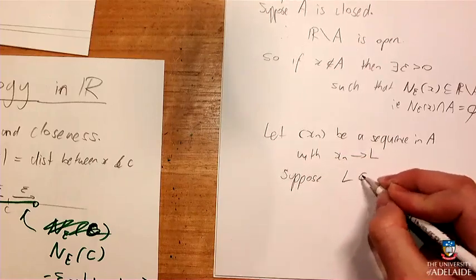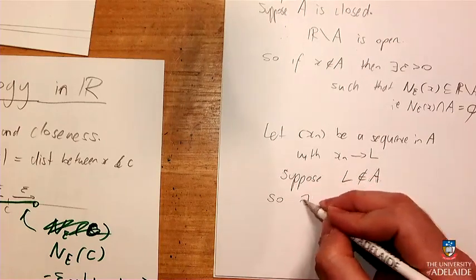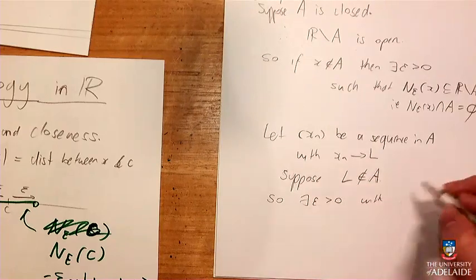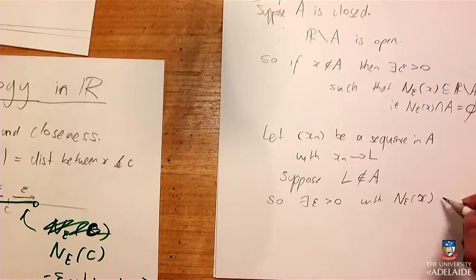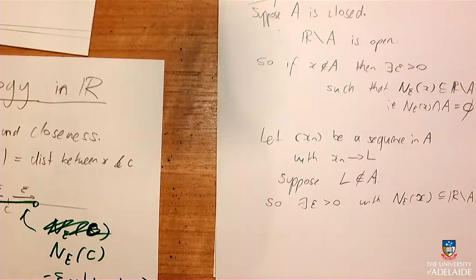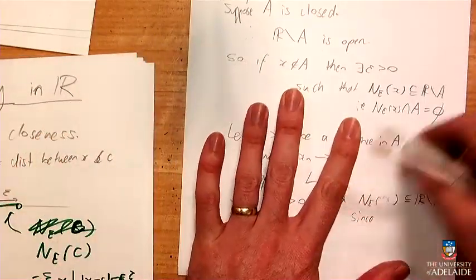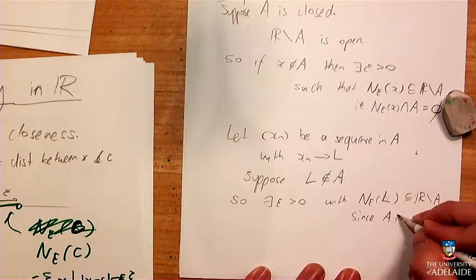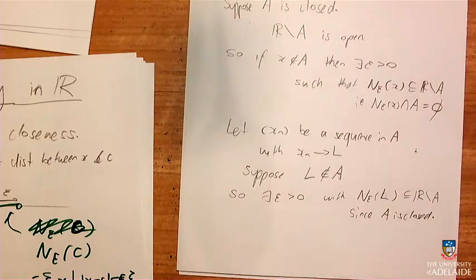So suppose L is not in A. Now we know there exists an epsilon greater than 0 with this neighbourhood being completely outside A. All right? That's what it means to be closed, since A is closed. But it's not X, it's L that I'm talking about. Okay. And what that means is that every number that is within epsilon of L isn't in A.